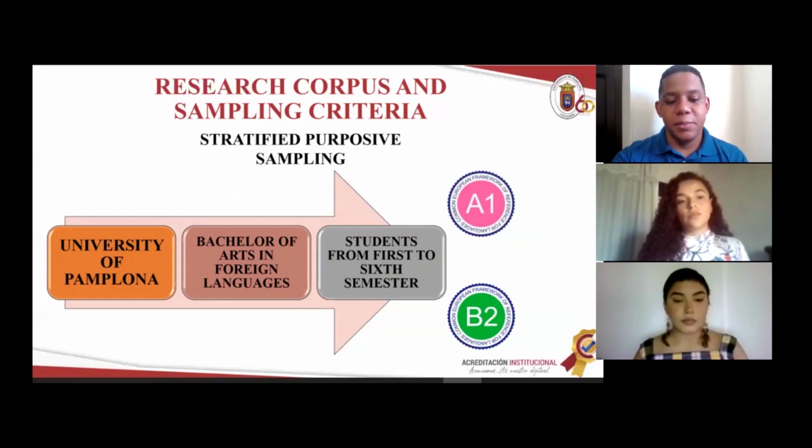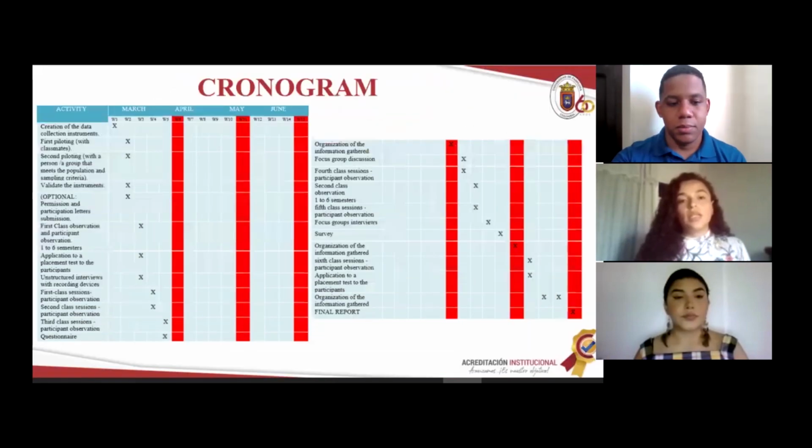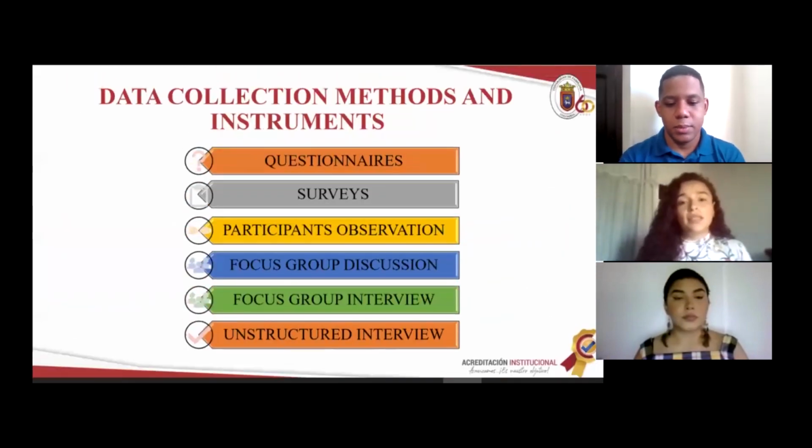This criteria is established because it is during this period of time that students are in the range of the A1 to B2 level according to the Common European Framework. Keeping in mind that our project is a mixed comparative experimental action research, we will use six instruments that will ease the collection, quantitatively and qualitatively, of the data required.